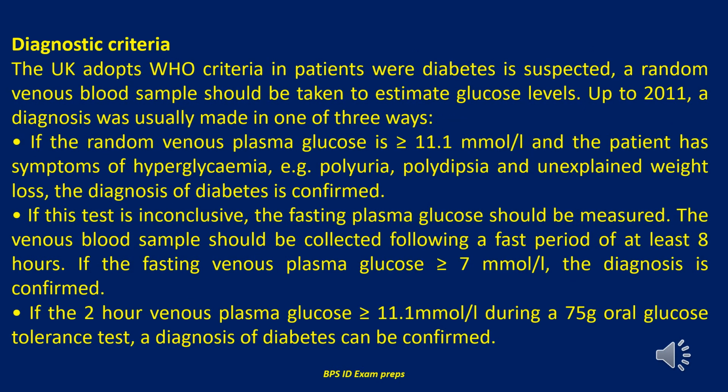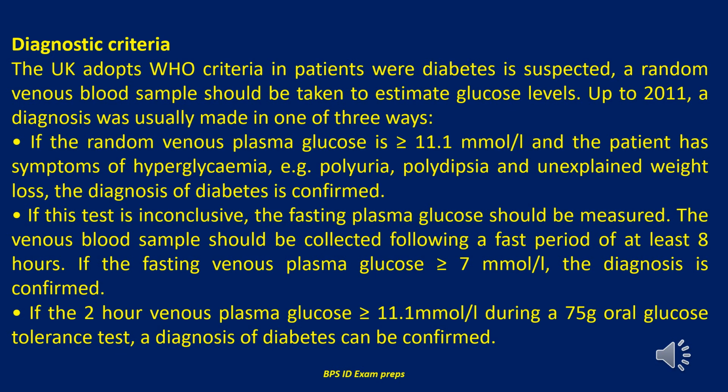Let's now discuss the diagnostic criteria. The UK adopts WHO criteria in patients where diabetes is suspected. A random venous blood sample should be taken to estimate glucose levels. Up to 2011, a diagnosis was usually made in one of three ways. 1. If the random venous plasma glucose is equal to or above 11.1 millimoles per liter and the patient has symptoms of hyperglycemia, e.g. polyuria, polydipsia and unexplained weight loss, the diagnosis of diabetes is confirmed.